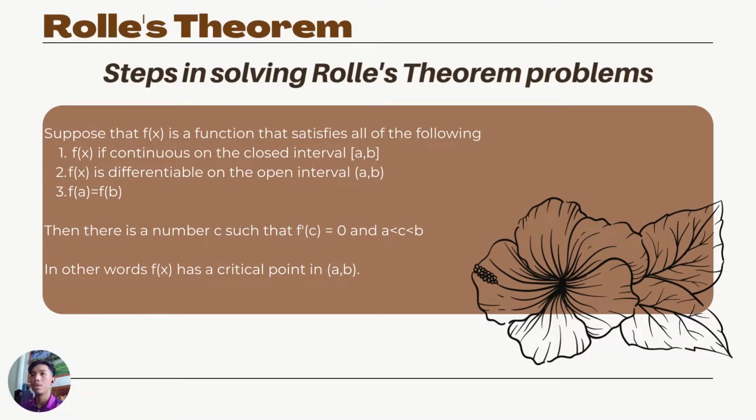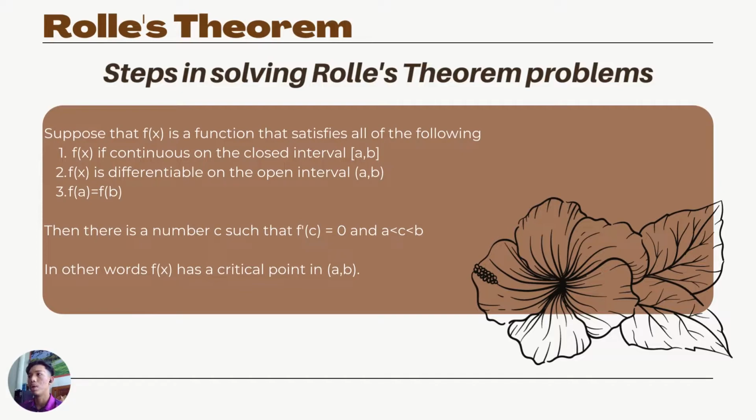About Rolle's theorem, the steps in solving Rolle's theorem problems are: suppose that function f(x) satisfies all of the following. First, f is continuous on the closed interval [a, b]. Second, f is differentiable on the open interval (a, b). Third, f(a) equals f(b). Then there is a number c such that f'(c) equals 0 and a is less than c and less than b. In other words, f has a critical point in (a, b).